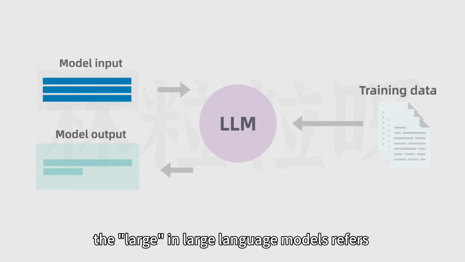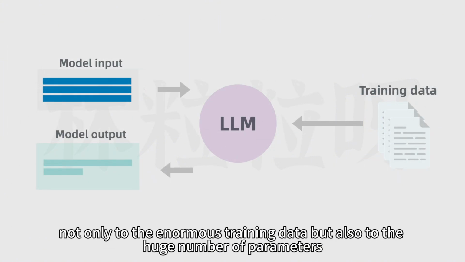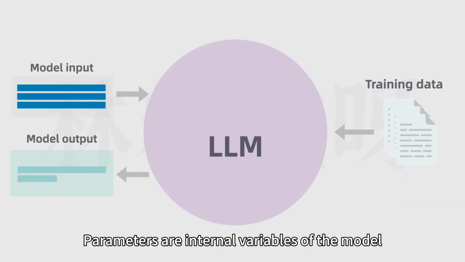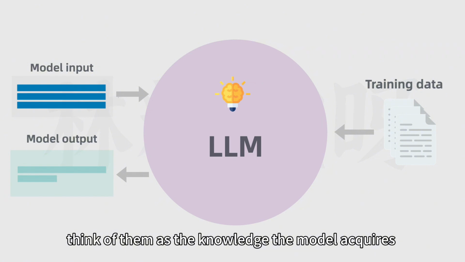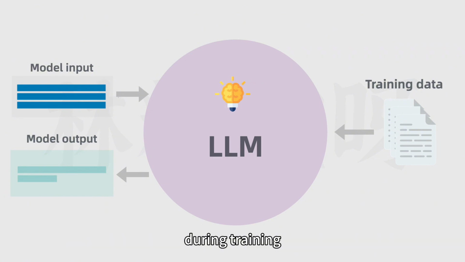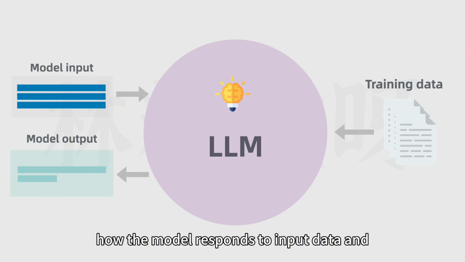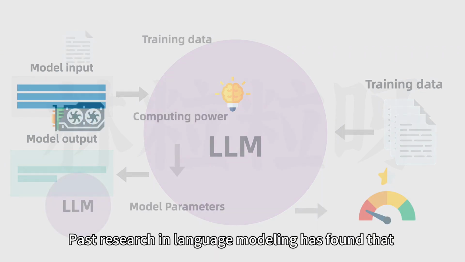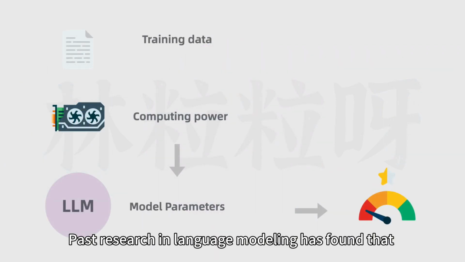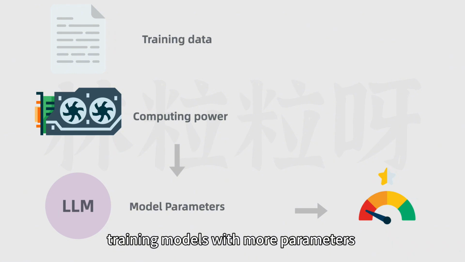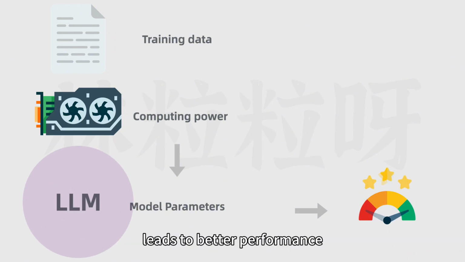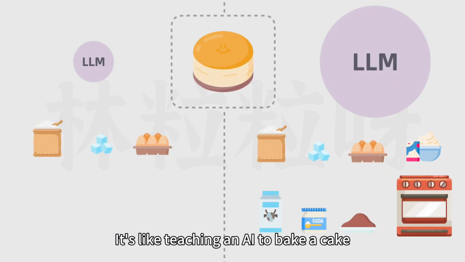However, the term large language models refers not only to the enormous training data, but also to the huge number of parameters. Parameters are internal variables of the model. Think of them as the knowledge the model acquires during training. They determine how the model responds to input data, and consequently, its behavior. Past research in language modeling has found that training models with more parameters, using more data and computing power, often leads to better performance. It is like teaching an AI to bake a cake.